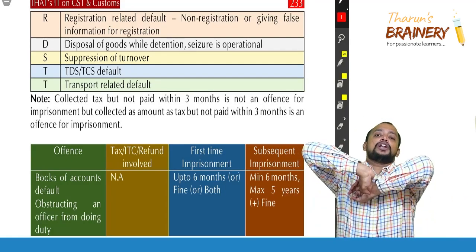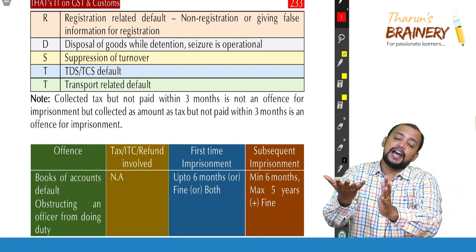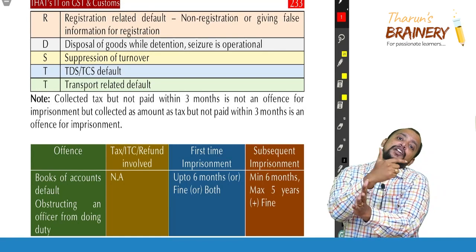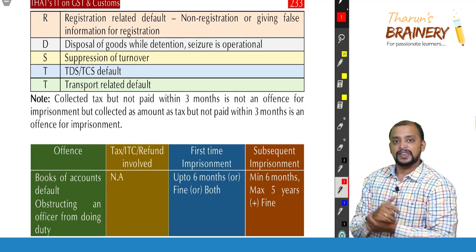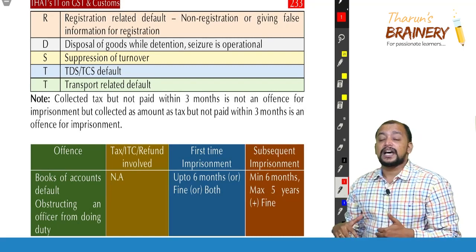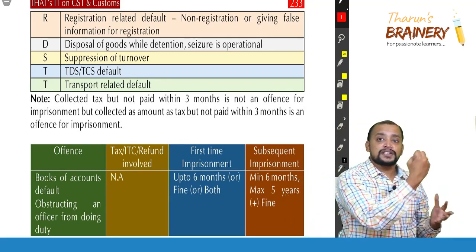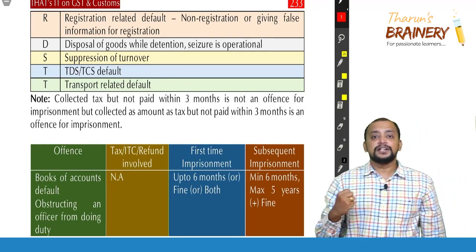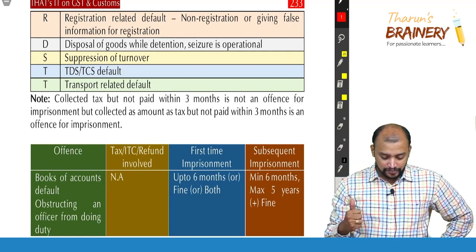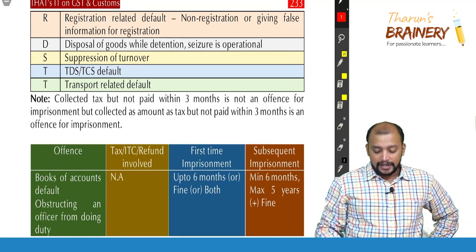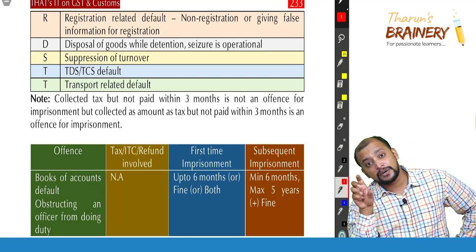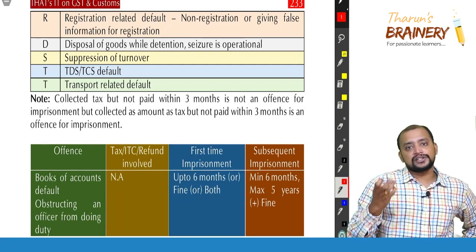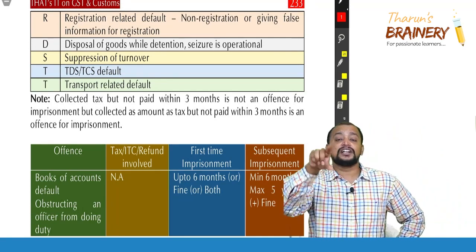These are the offences that will not attract imprisonment, and the remaining offences plus attempt to commit or abetting commission of these offences attract imprisonment. Understood? Clear? So that is this. What does attempt to commit or abetting commission mean? You tried or you encouraged. That will also lead to an offence that leads to imprisonment.